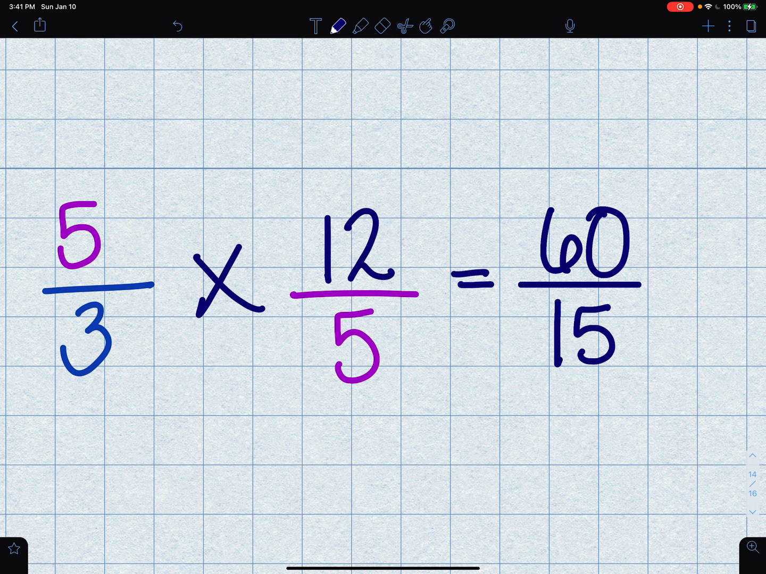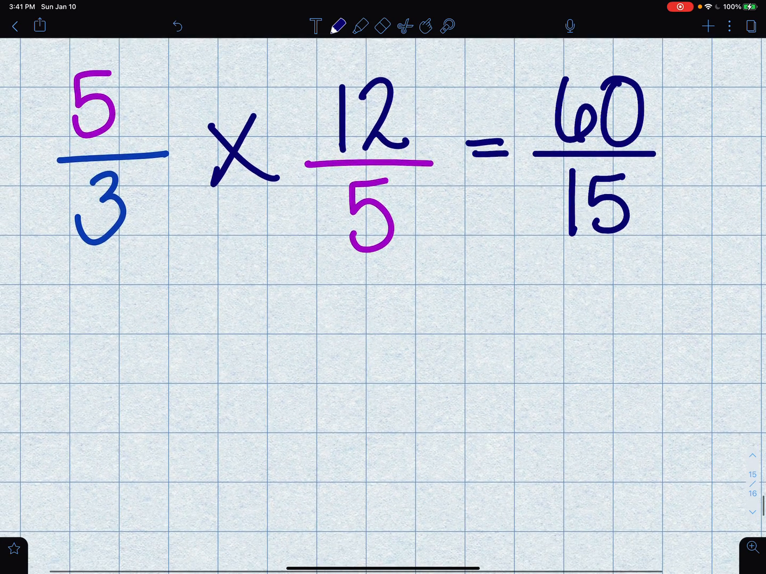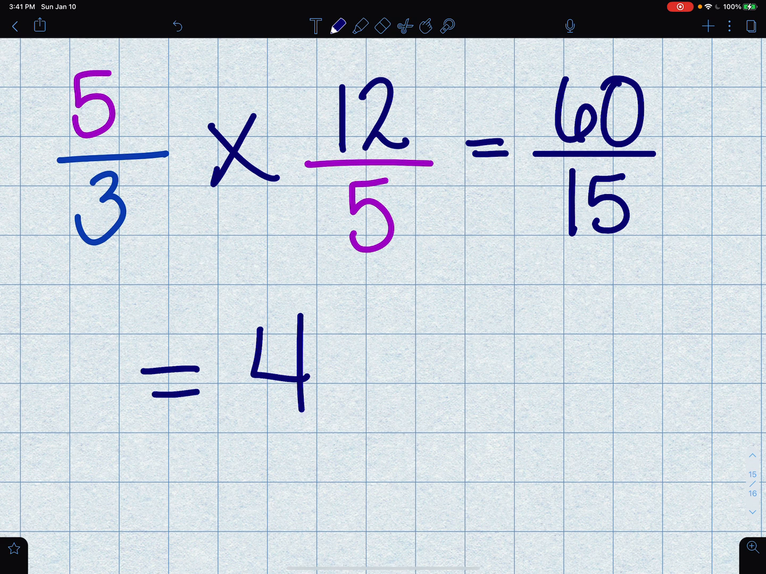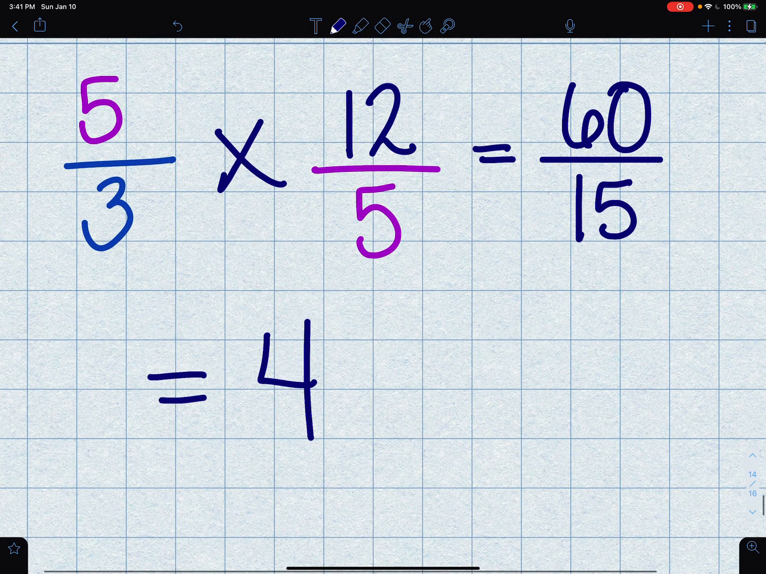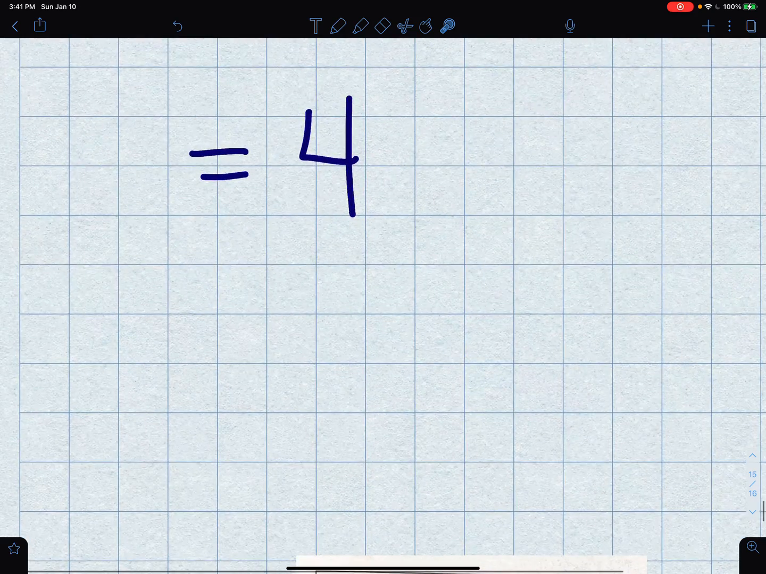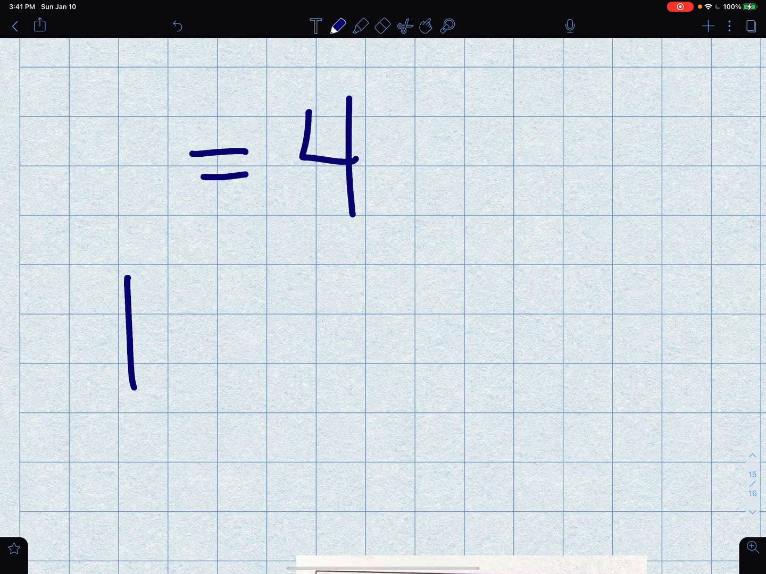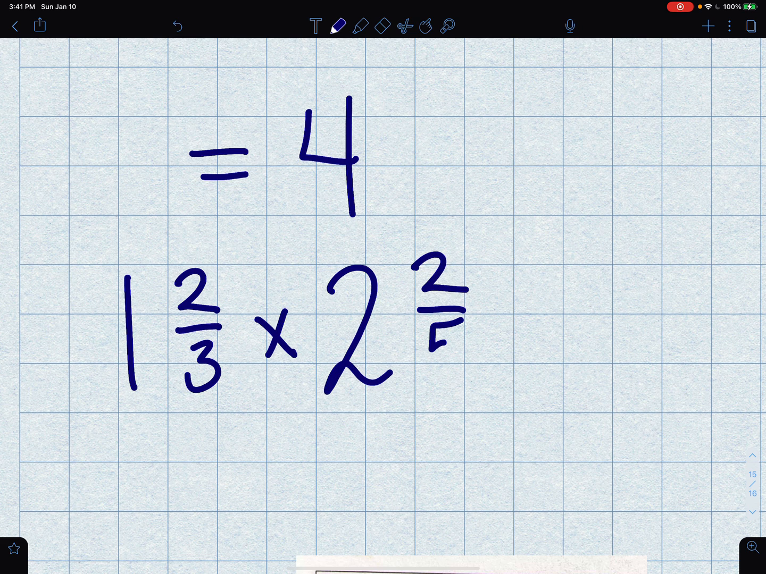Now, they're going to want you to simplify this. So how do you simplify 60 over 15? Well, it turns out if you plug that into a calculator, 60 divided by 15 is just 4. So that's the answer, is 4. Okay? So what does that 4 mean? It means that 1 2/3 times 2 2/5 is actually 4. So that's cool, huh?